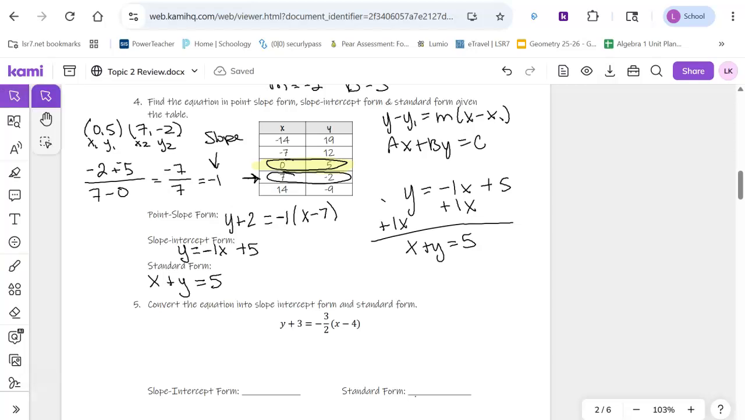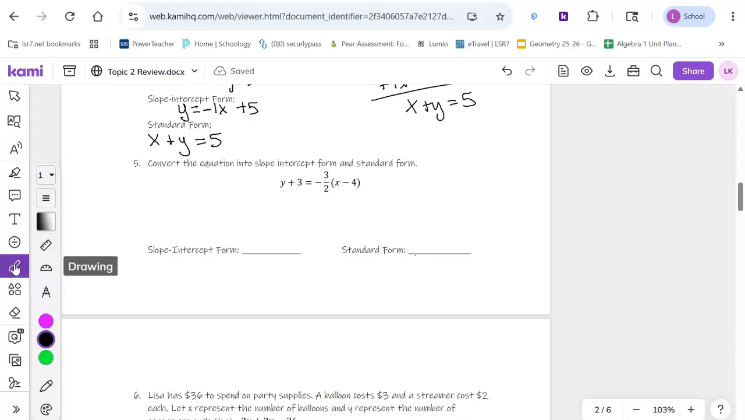Okay. This says convert the equation to slope-intercept form and standard form. So we're going to do the exact same thing. First thing I would do is solve for y. So I'm going to distribute. So I have y plus 3 equals -3/2 times x, which is -3 over 2x. -3 over 2 times -4 would be plus 12 over 2. So then you have y plus 3 equals -3 over 2x plus 6. So then I subtract this 3 from both sides.